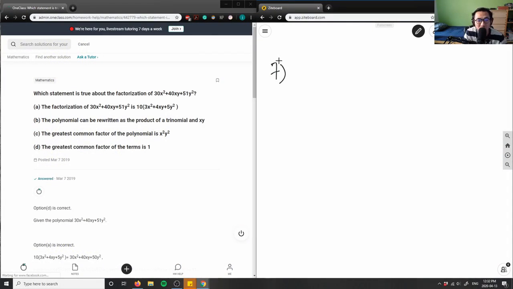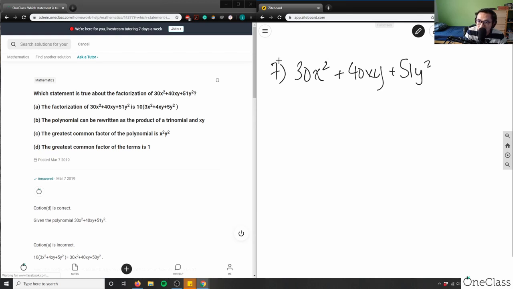So see here, which statement is true about the factorization of 30x squared plus 40xy plus 51y squared? So it's 30x squared plus 40xy plus 51y squared. Okay. So take a moment to think about this problem.